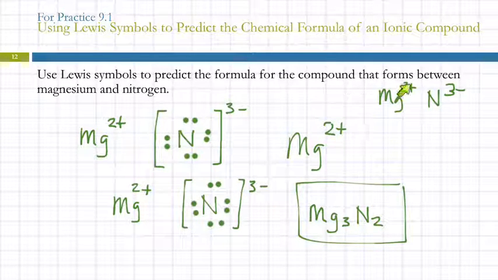Doing it this way, just looking at the charges to get the formula, is faster. And so that's what we actually just do. But this explains why it works. Any questions?